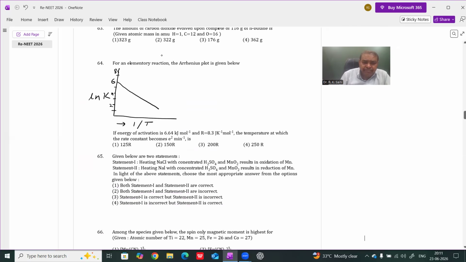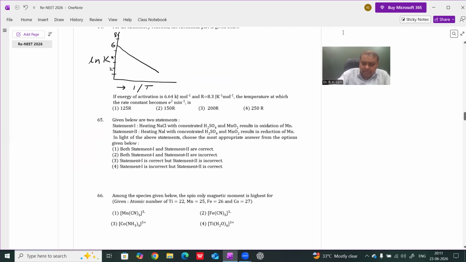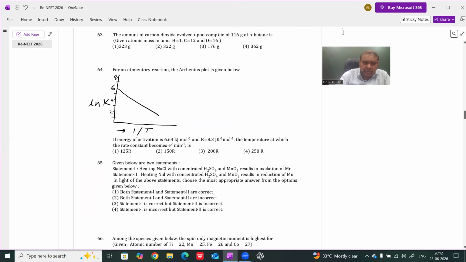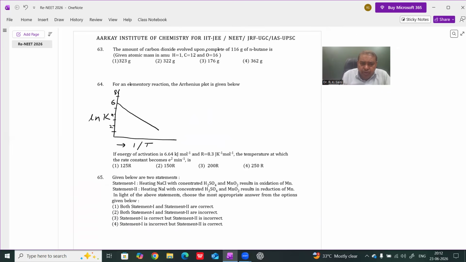Question next. Very simple. Amount of carbon dioxide evolved upon complete combustion of 116 gram of n-butane, C4H10. On complete combustion, 1 mole gives 4 moles of CO2. Their molar mass is 58. Therefore, their moles are 116 divided by 58, and hence 2. And hence we obtain 8 moles of CO2.